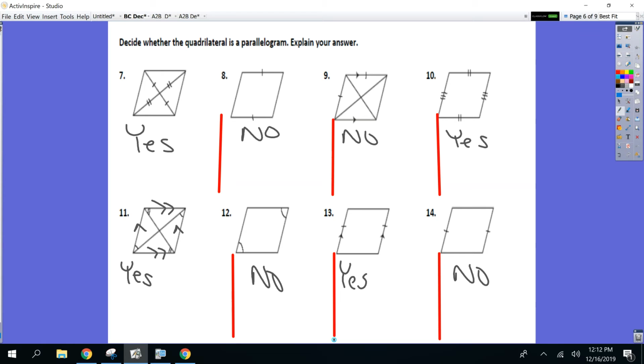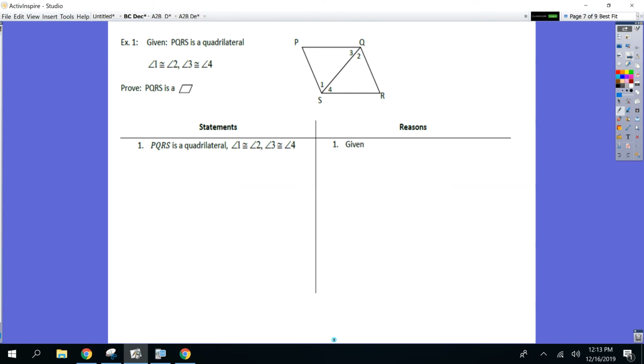Whew. Are you ready now to go to the proofs? Do you think you're ready? Let's find out. Mark your diagram. You're welcome. The given's already in there for you. Mark your diagram.